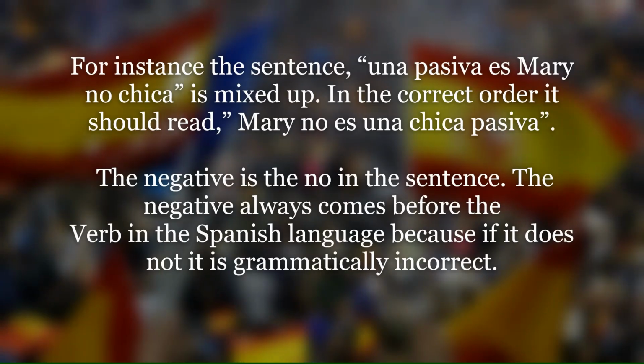When writing negatives, negatives come before the verb in Spanish. For instance, the sentence "Una pasiva es Mary no chica" is mixed up. In the correct order, it should read "Mary no es una chica pasiva." The negative is the "no" in the sentence. The negative always comes before the verb in the Spanish language because if it does not, it is grammatically incorrect.